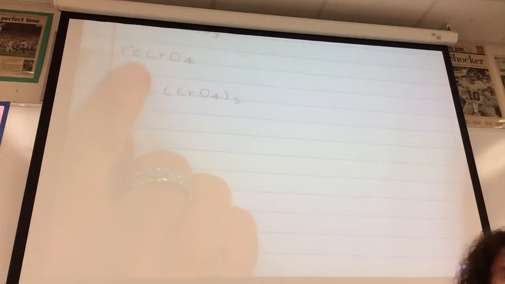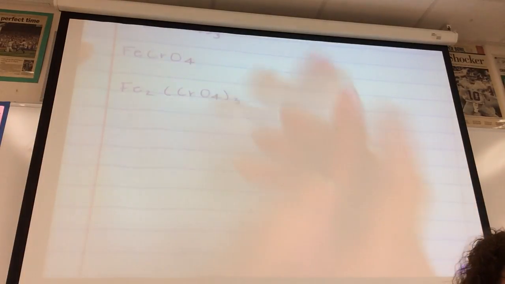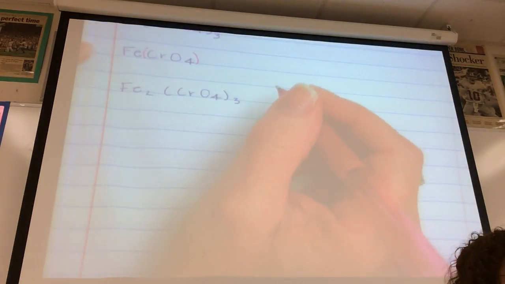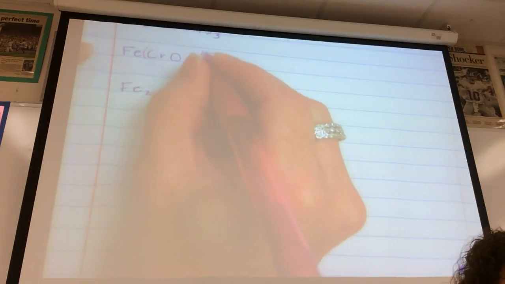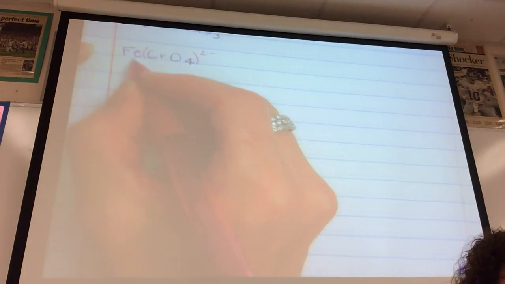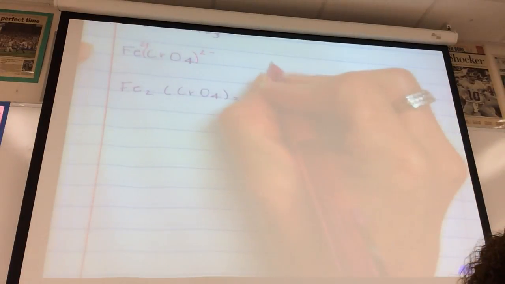How do we approach this one? You're going to do what right away? Put the parentheses in. What's the charge on a chromate ion? 2 minus. So you have 1 of that. The charge on iron has to be what? 2 plus. So that's iron 2 chromate.